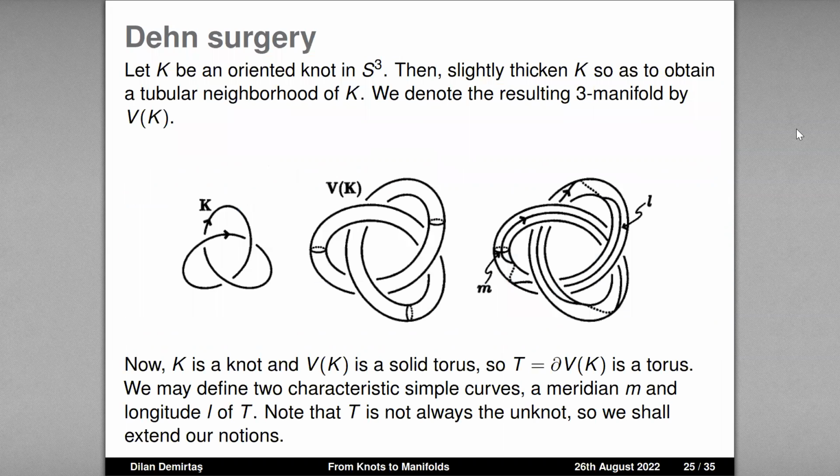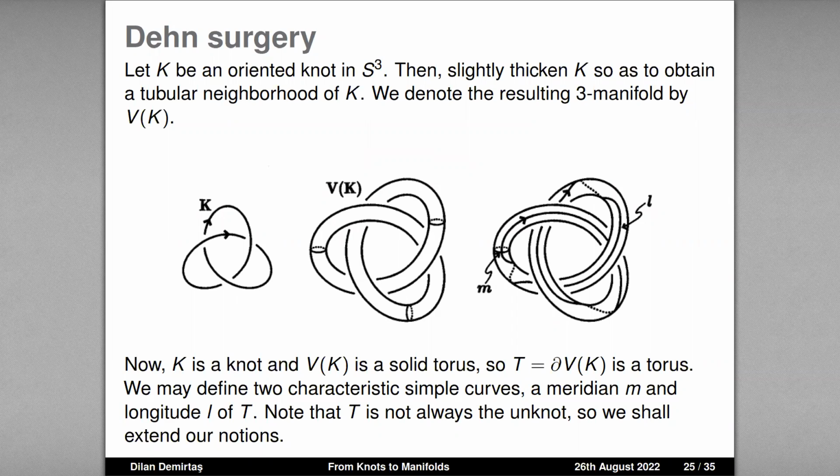So let's define what a Dehn surgery is. Well, I do not have much time, so I will give a quick overview of Dehn surgery. We take an oriented knot K in S3, and we define the tubular region of it. That is, we inflate the knot, and we get this tubular region VK. So the tubular region is a solid torus. Therefore, the boundary of that solid torus is a torus T.